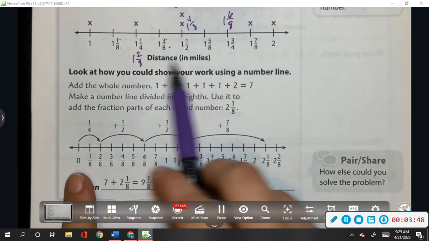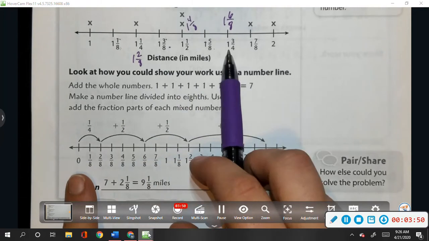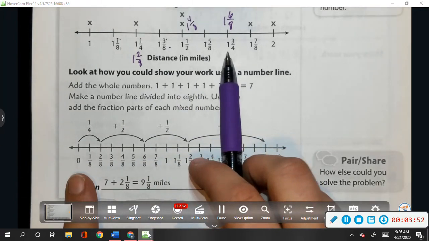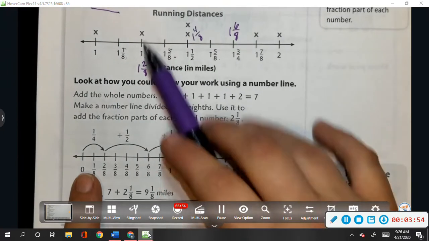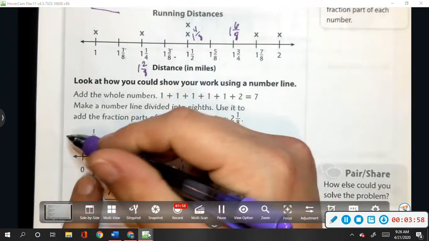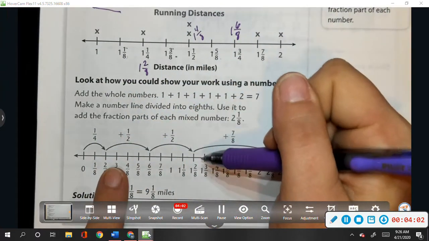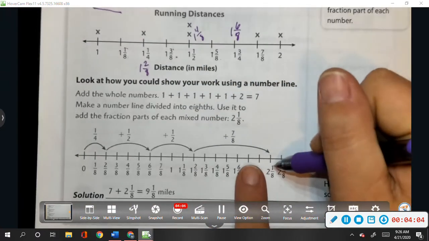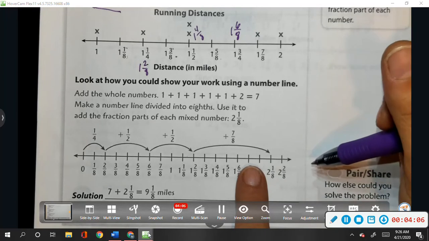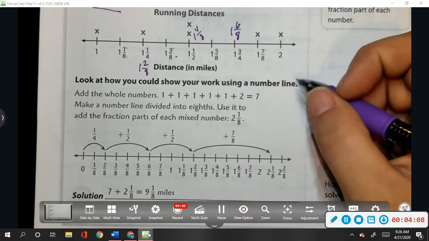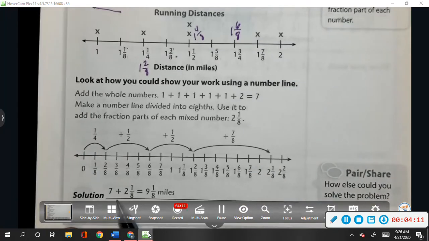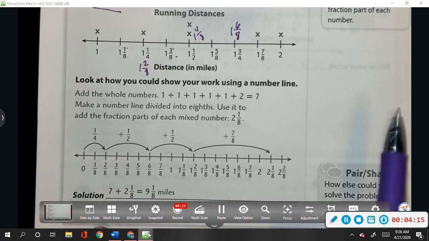And they went ahead and made the number line for you. They put in all the values of the distances that she ran, and then all they did was say, okay, she moved 1/4, right? Yep. Then she moved 1/2 and 1/2 and 7/8. So they added up all of those fractions, and then they pulled out the whole numbers, and they got 9 1/8 miles.